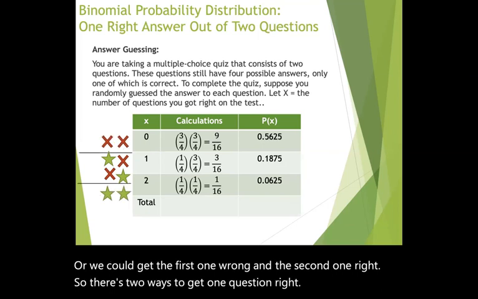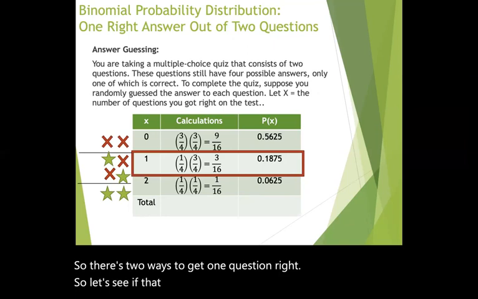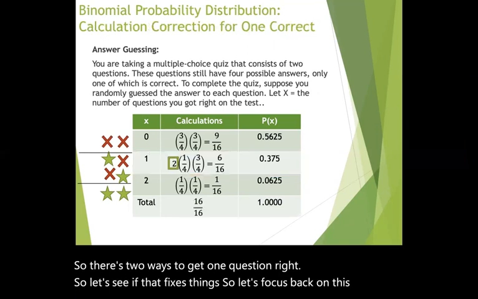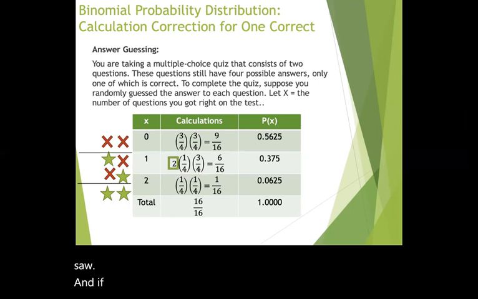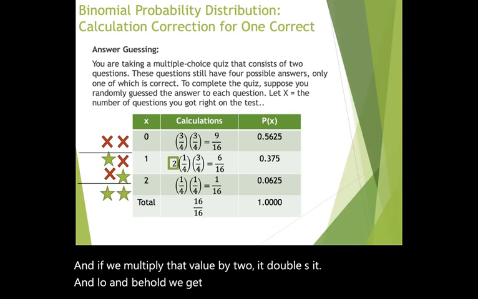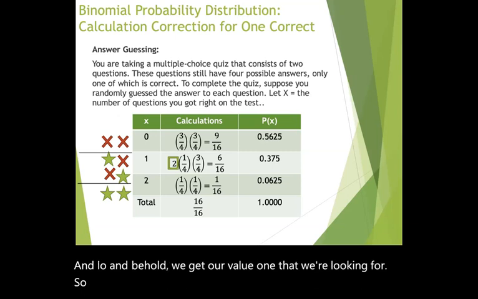So let's see if that fixes things. Let's focus back on this line and let's put a 2 here because there are 2 ways to do it, as we just saw. And if we multiply that value by 2, it doubles it. And lo and behold, we get our value 1 that we were looking for. So herein we've fixed our mistake.